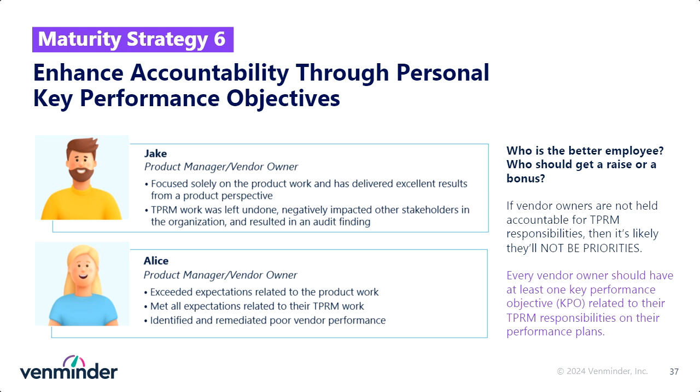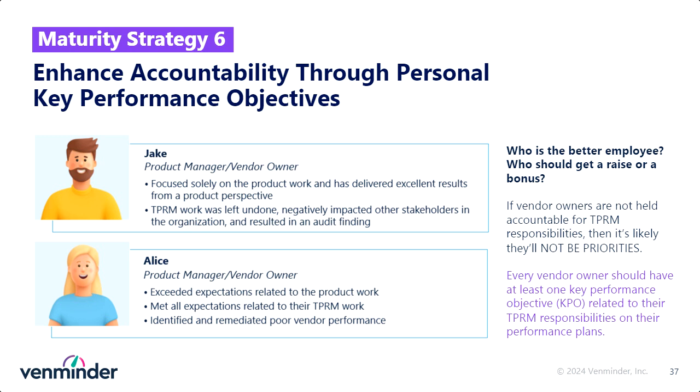Now, if you're wondering why, let's look at this example. We have Jake and Alice. Both are product managers and both are also vendor owners. Now, Jake knocked it out of the park with his product work, but from his vendor owner responsibilities, not so much. He left some stuff undone. He caused a lot of headaches for the third-party risk management and legal teams, and we got an audit finding. Alice, on the other hand, did an amazing job with her product work, but she also did a really great job with her vendor owner work.